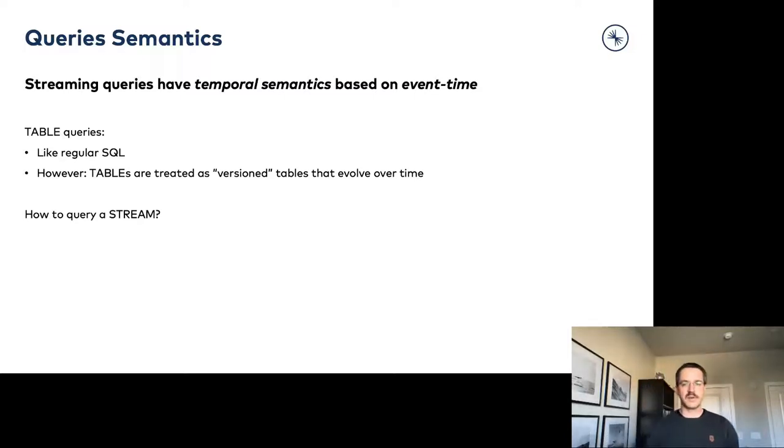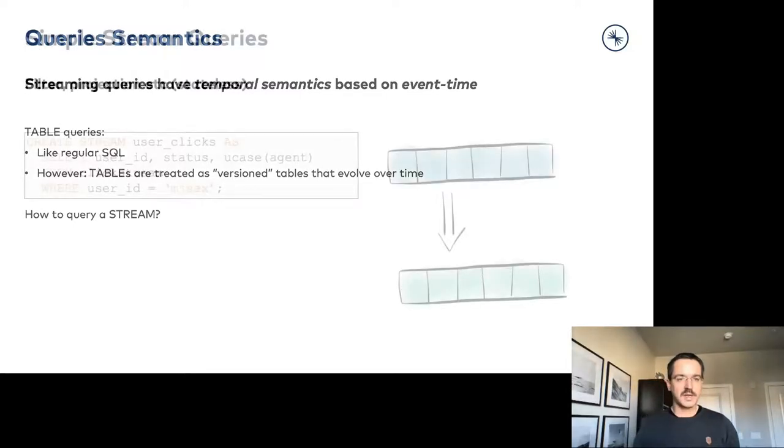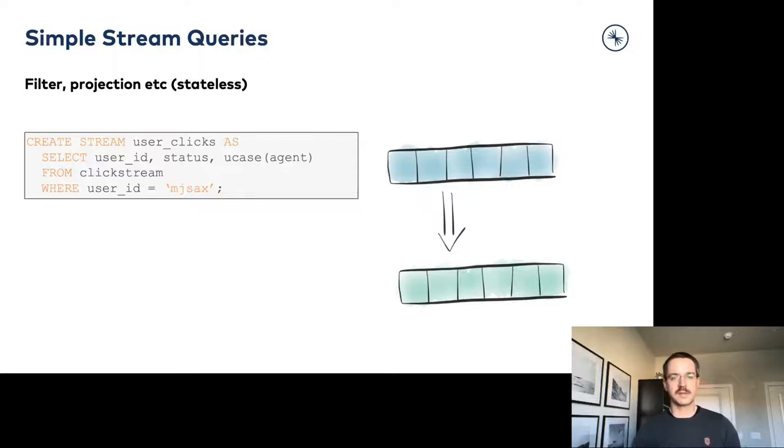And then, of course, we have our streams. And now the question is, how do we want to query streams? Let's start with a simple stateless query, where we have filters and projections, and that should be rather simple.